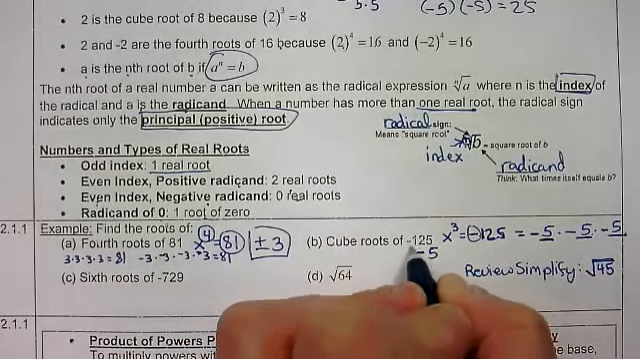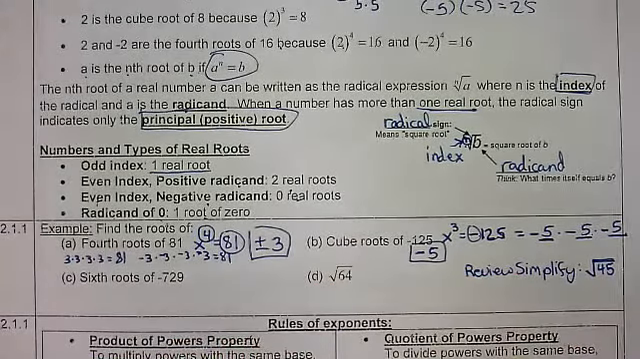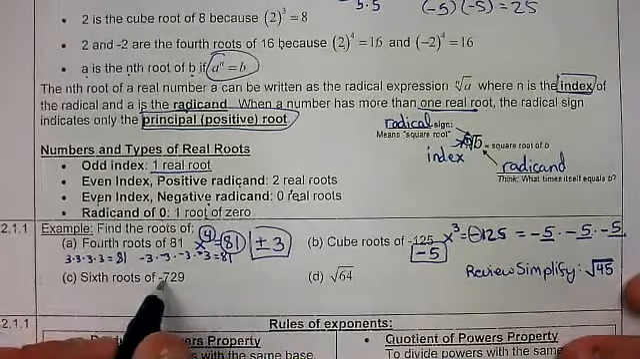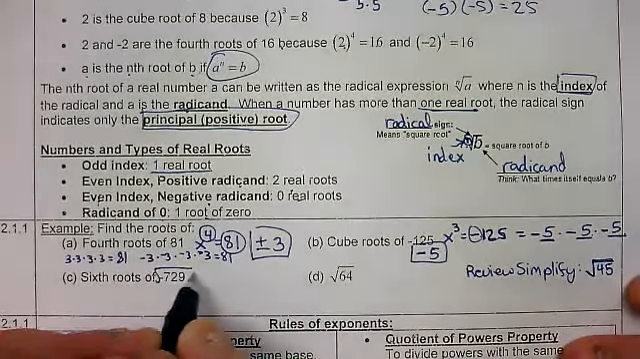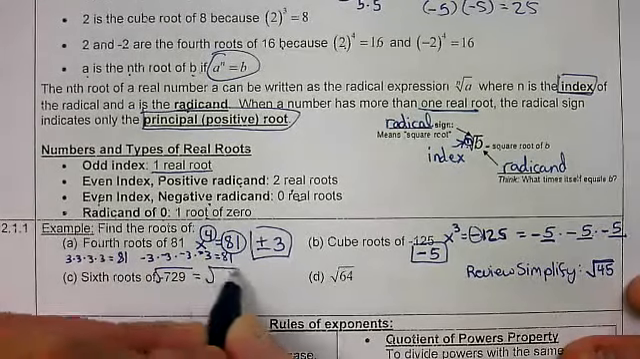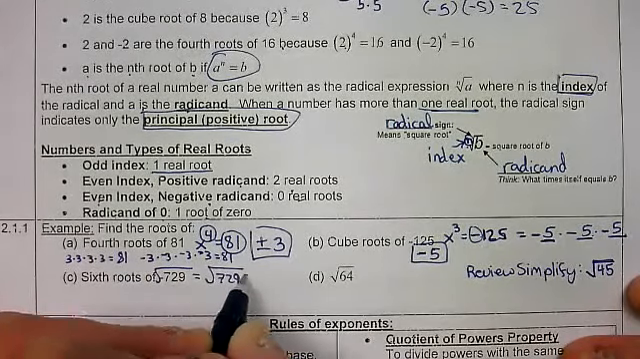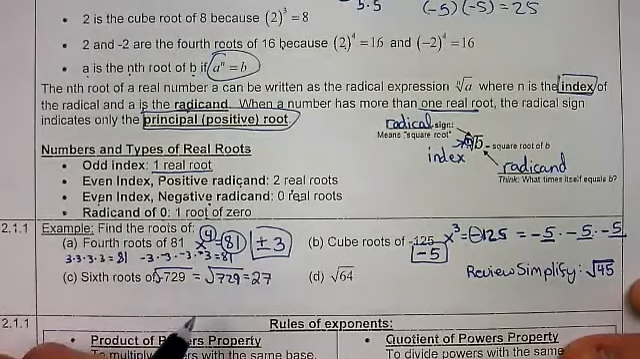So our only answer here, our one real root, is negative 5. Now let's go ahead and look at the 6th root of negative 729. I'm going to go ahead and take the square root of that. If I take the square root of positive 729, I get 27.